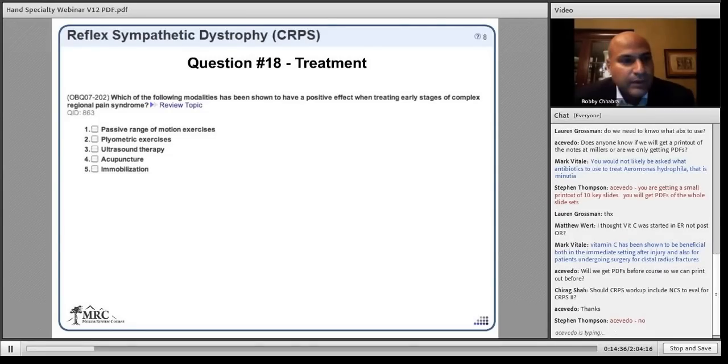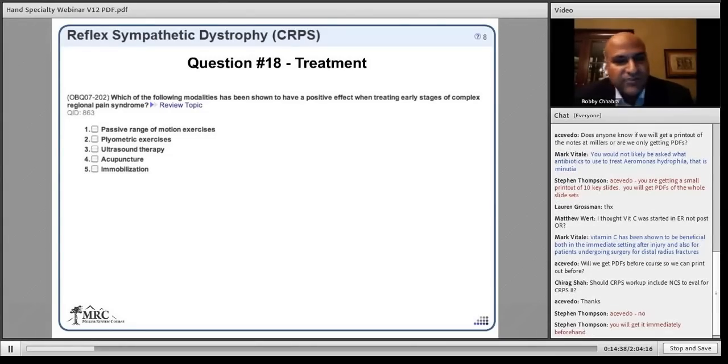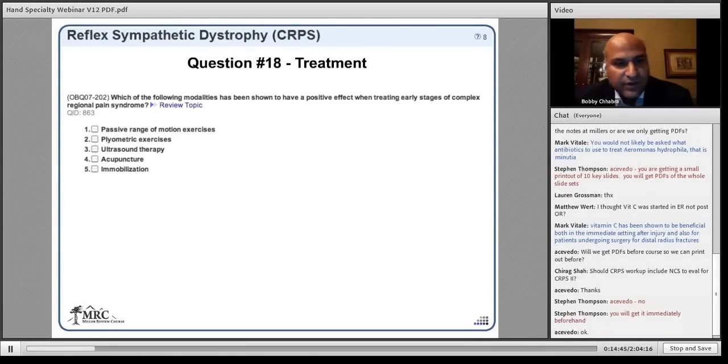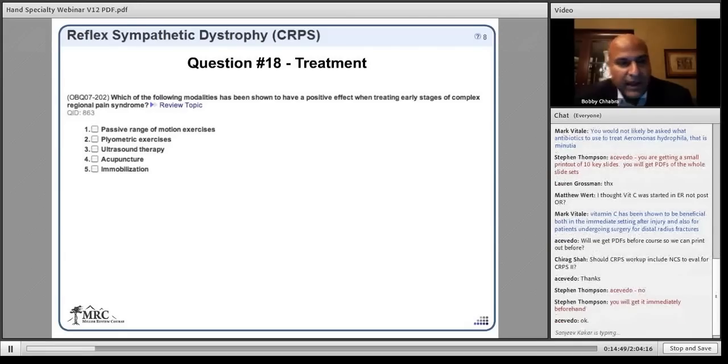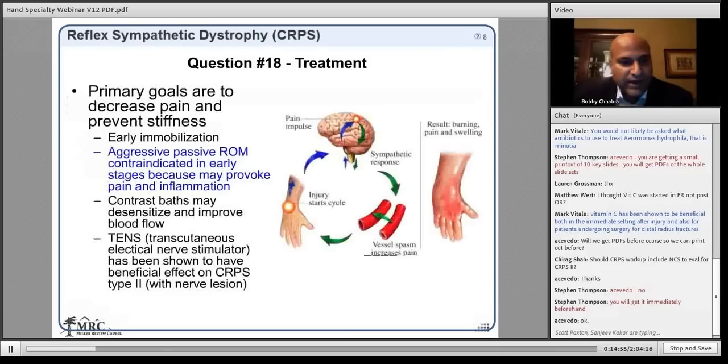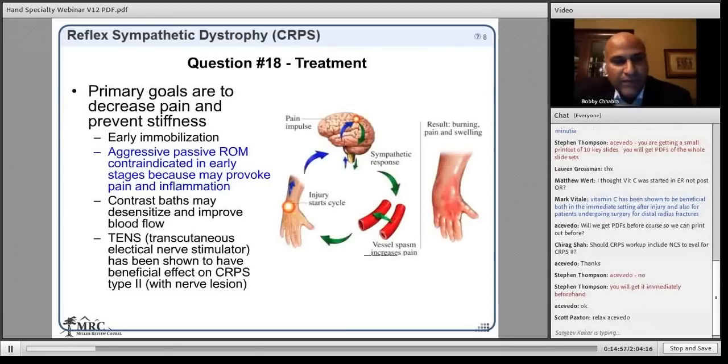Next question. Which of the following modalities has been shown to have a positive effect when treating early stages of complex regional pain syndrome? Again, this is an important topic to understand. How do you prevent complex regional pain syndrome, not only in the early stages, but when it's first recognized? The primary goals are to decrease pain and prevent stiffness.